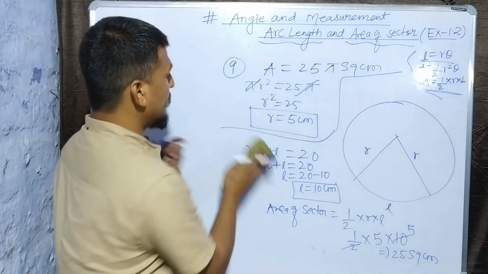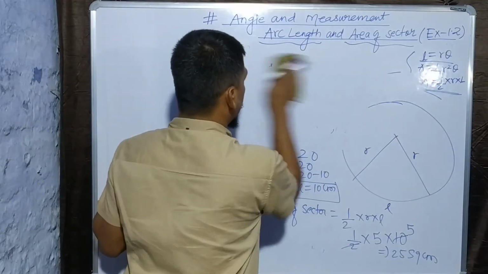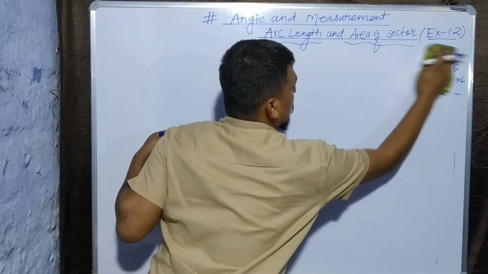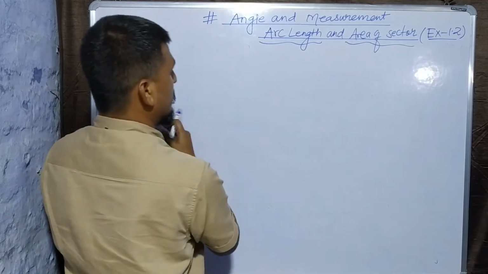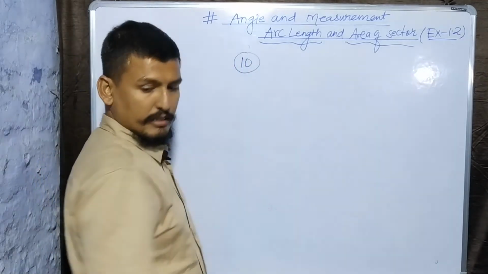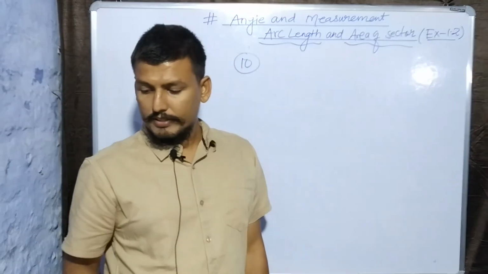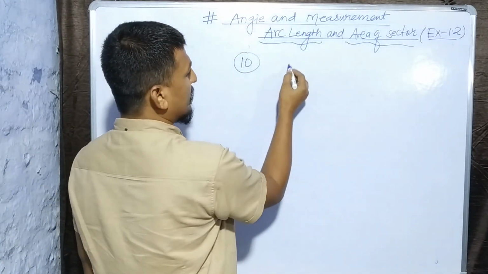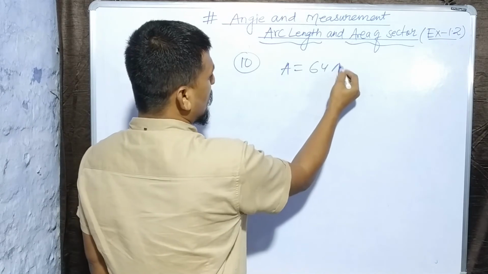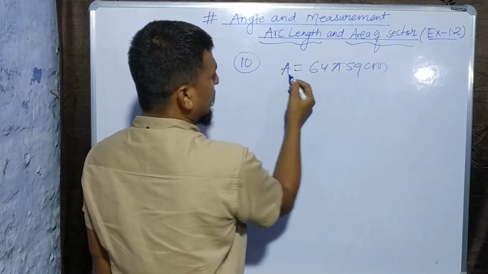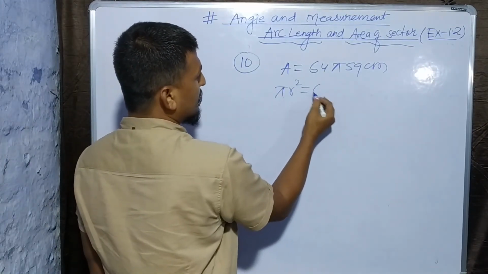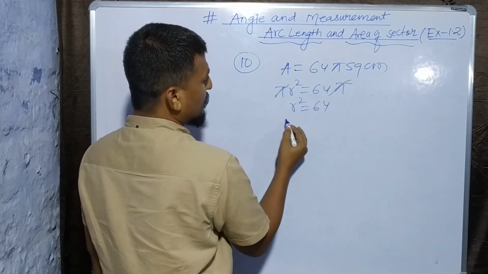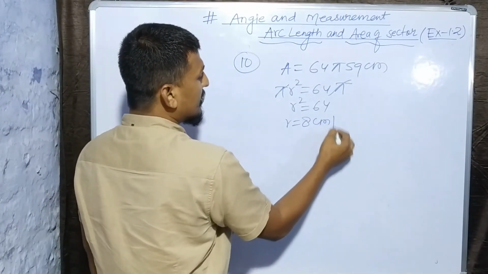And here is the last question, question number 10. In question number 10, the perimeter of a sector of a circle of area 64 pi square centimeter. Area is pi r square, which is 64 pi. Pi cancels. R square equal to 64. R equal to 8 centimeter.